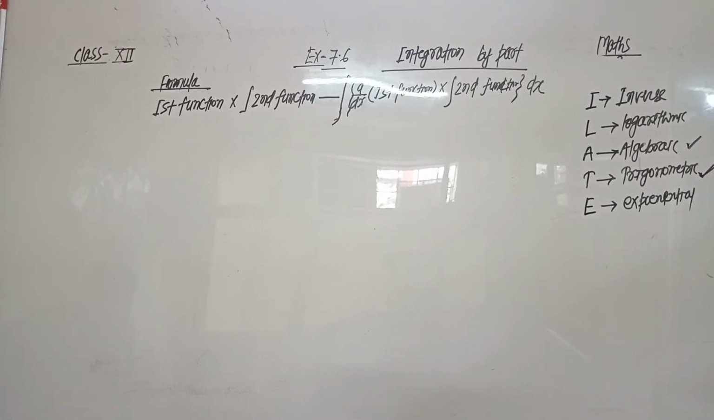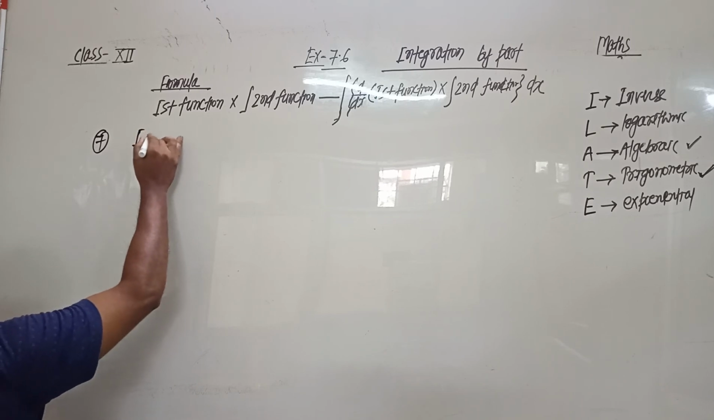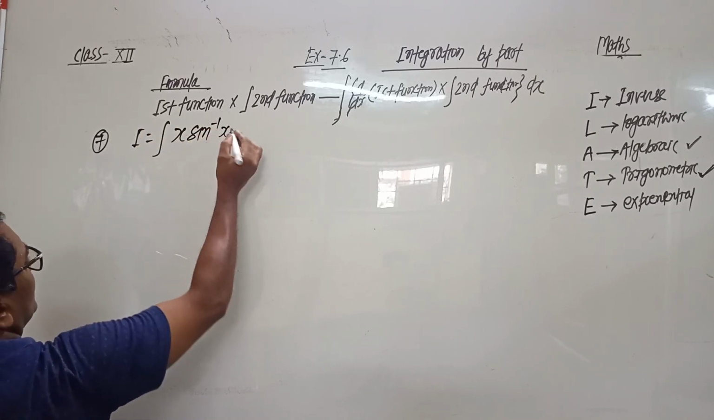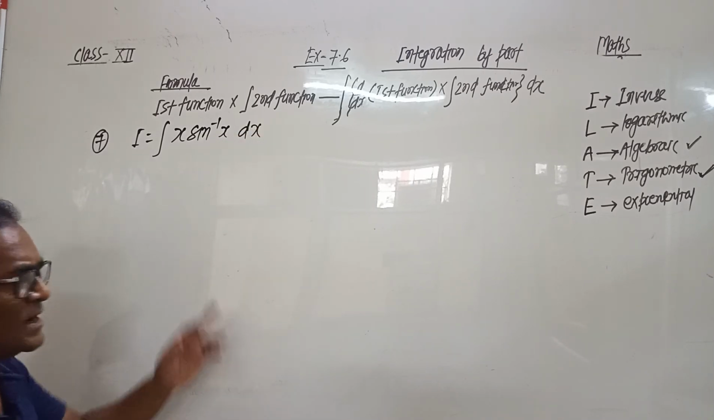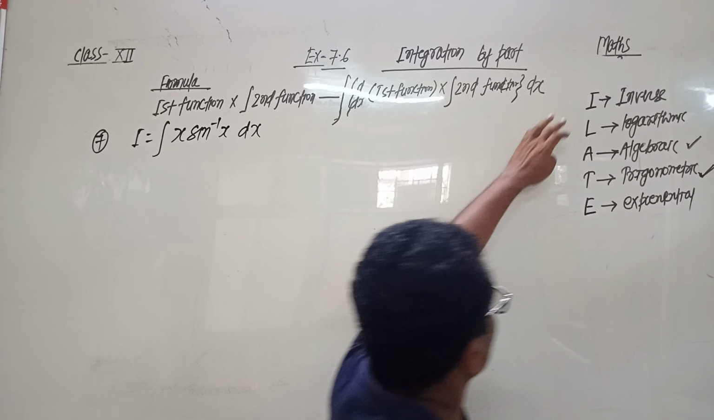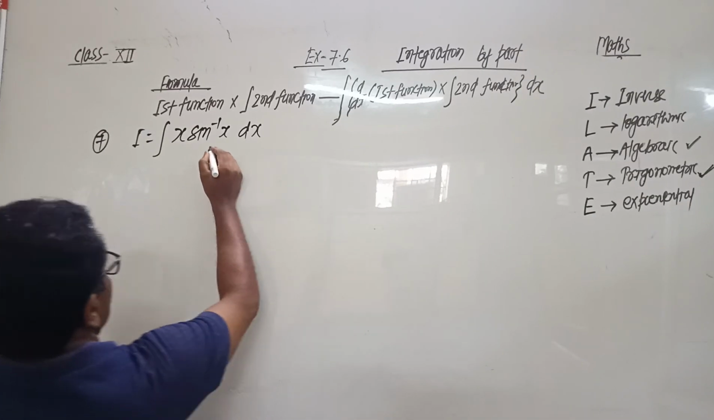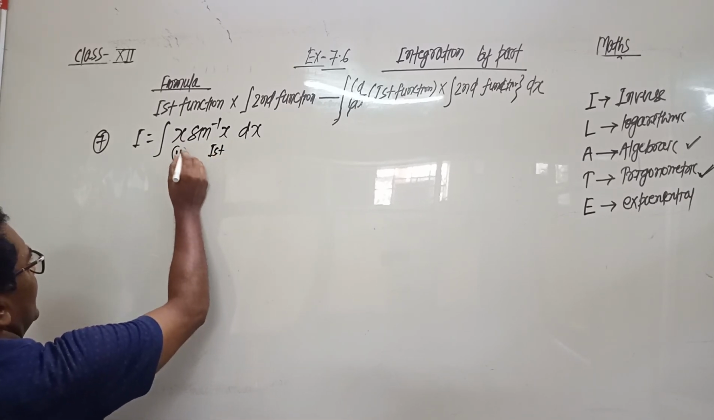Question number 7. Integration of x sine inverse x dx. So there are two functions. X is the algebraic function and sine inverse x is the inverse function. From inverse and algebraic, inverse comes first. So the inverse function is taken as the first function and x is taken as the second function.